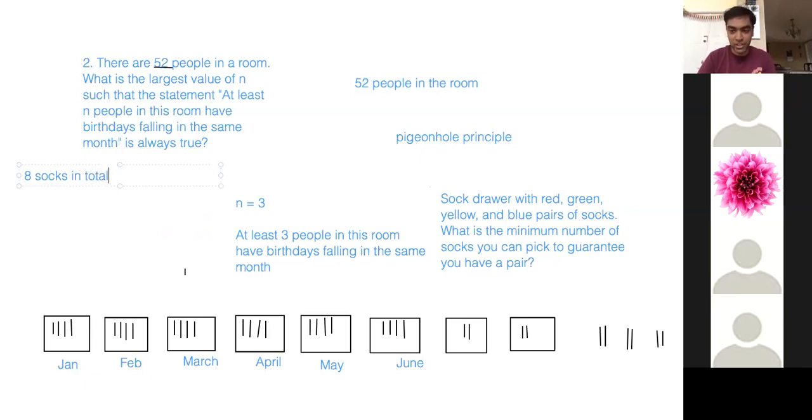5? Good. Why 5? Because if you pick 4 socks of each different color, the last sock will have to be one of the 4 colors, and you already have the other one. Exactly. So how does this relate to this pigeonhole principle?